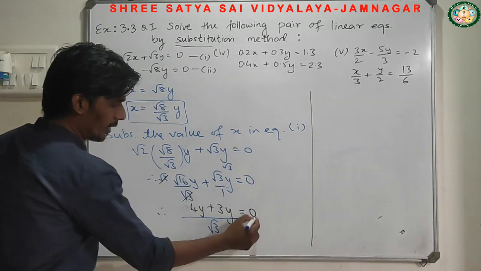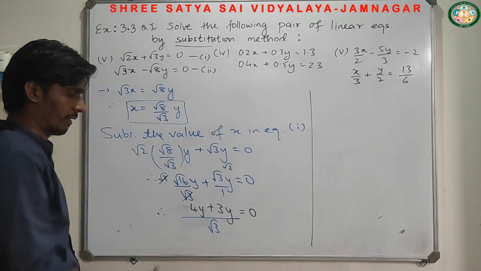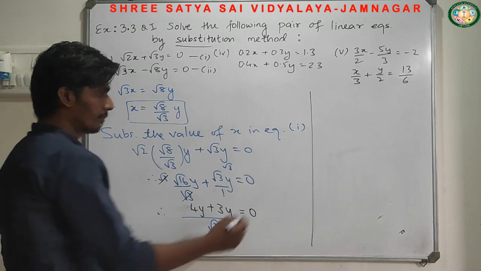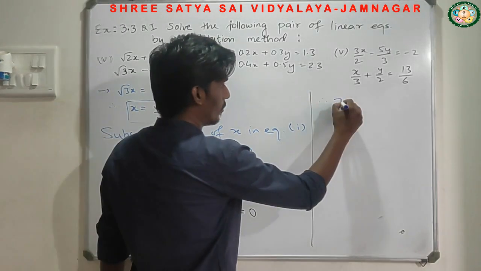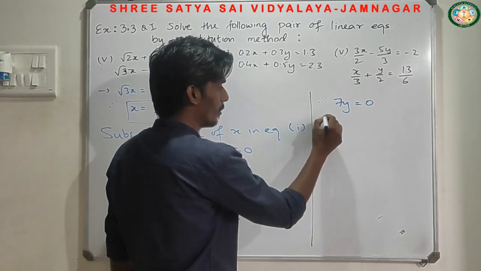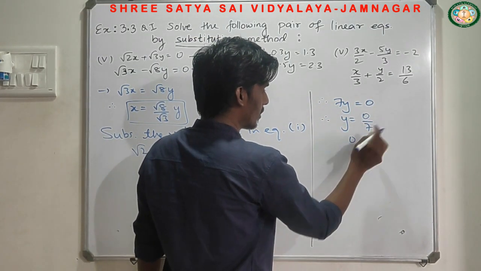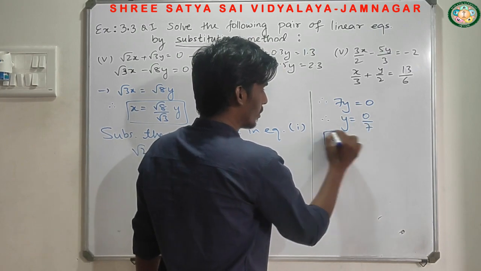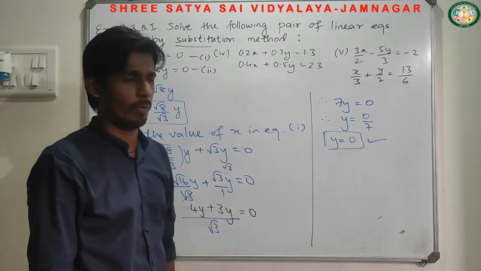Now take this root 3 multiplied by 0, so it will be 0. This root 3 will go here, so what will happen? Multiply. Root 3 into 0, it's 0. Therefore 4y plus 3y equals 7y equals 0. Therefore y equals 0 upon 7, which means y equals 0. This is the solution we got for y.